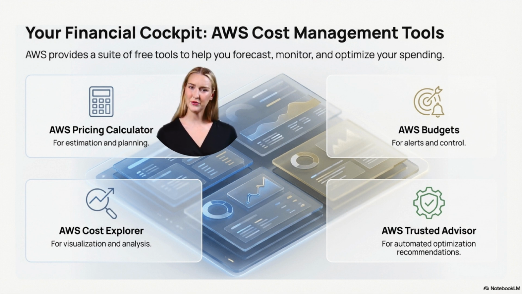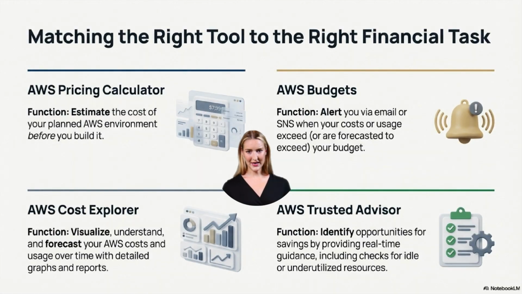2. AWS Budgets is used for alerts and control. 3. AWS Cost Explorer is used for visualization and analysis. 4. AWS Trusted Advisor is used for automated optimization recommendations. Each of these tools serves a distinct purpose in the life cycle of a cloud project, from the initial planning stages to ongoing operations. To succeed on the exam, you must match the specific tool to the correct financial task.